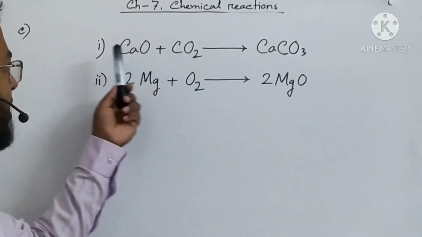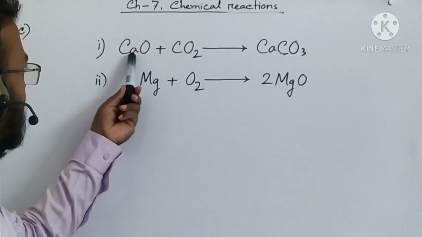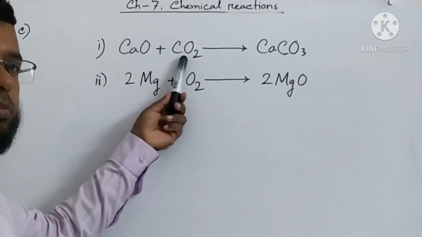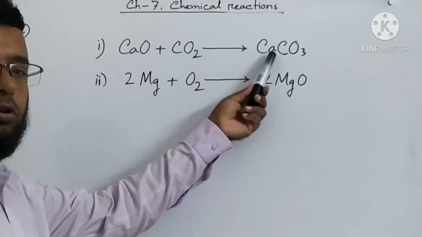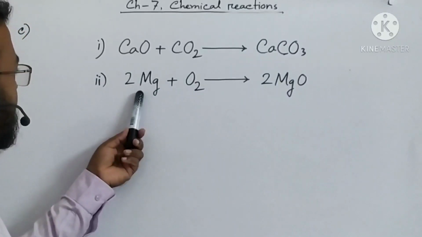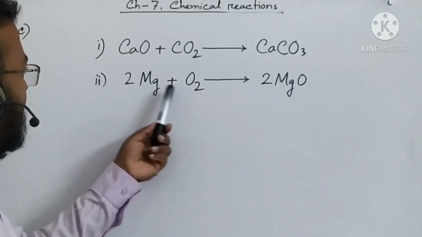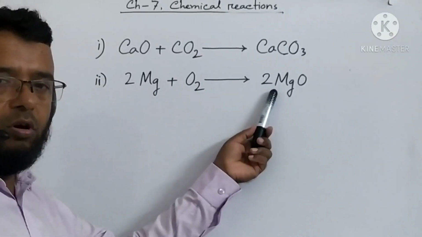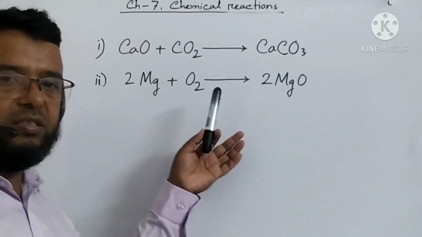In these two reactions, we see that here calcium oxide is a compound, and carbon dioxide is also a compound. So here two compounds are combined together to form a new compound. And here magnesium is an element and oxygen is an elementary molecule. So two elements combine together to form a new compound. So we are seeing some differences between the two reactions.